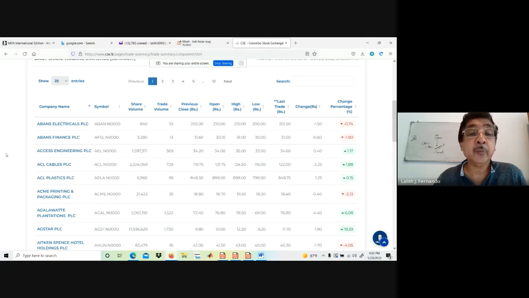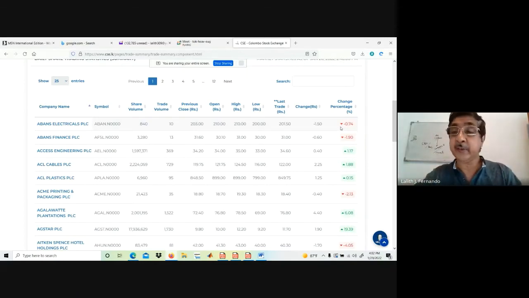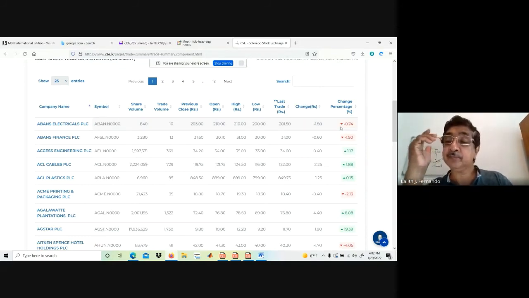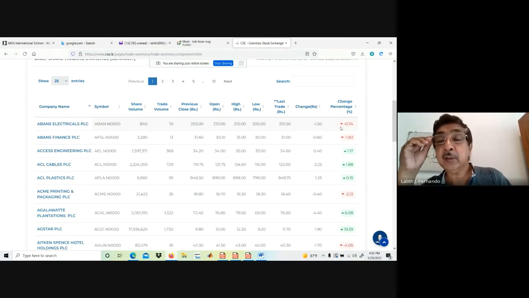Now, in order to get some information with regard to a certain company, you can get the share volume transacted on a particular day, and the trade volume. Trade volume in the sense of how many packets have been transferred. Previous close is 210, open 210, high 210, close 200, and that is the lowest one, and it last traded at 201.50. Now the change is given as 1.50 minus, and the change percentage is given in red. If the change percentage is given in red, that means it's a decline relative to the last day. If you get a green percentage change, that means it's an increase relative to the last day.